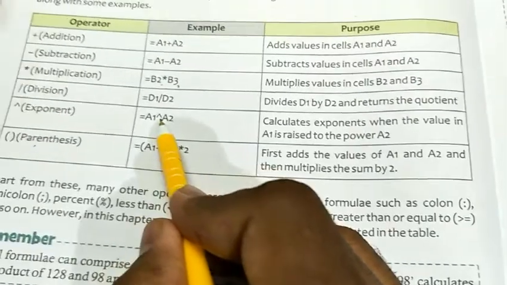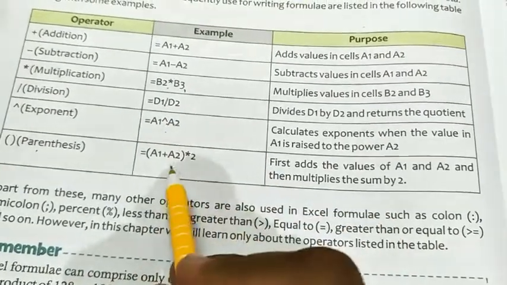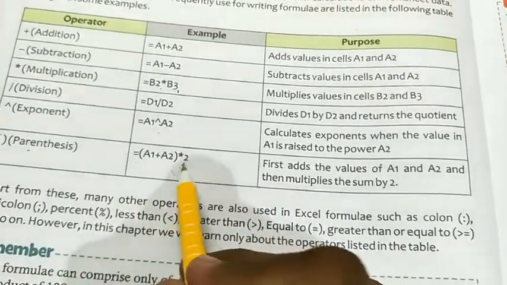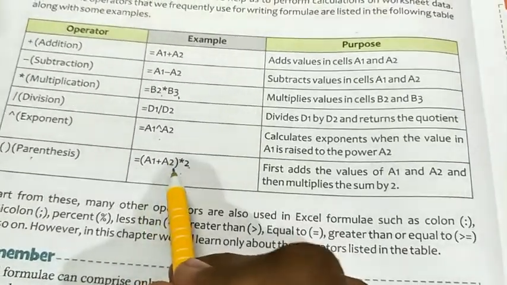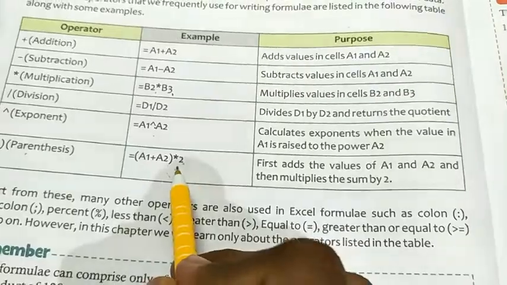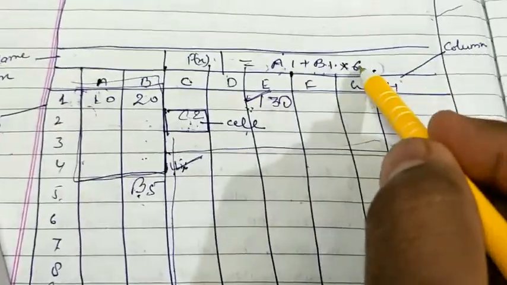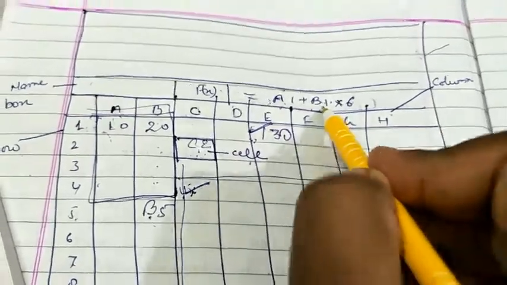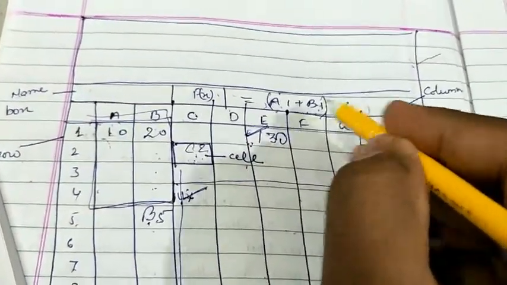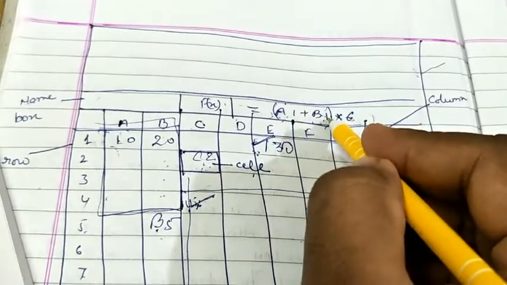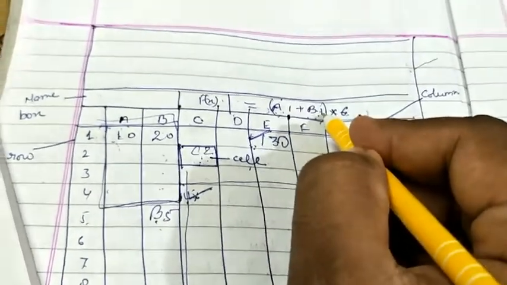And parenthesis, the use of parenthesis. If you want to multiply the values of both addresses A1 and B1 by 6, then you will write it in this way. In the earlier example, this 6 will be multiplied with B1 only, but if you put parentheses, then in that case 6 will be multiplied with both values A1 and B1, like in mathematics.